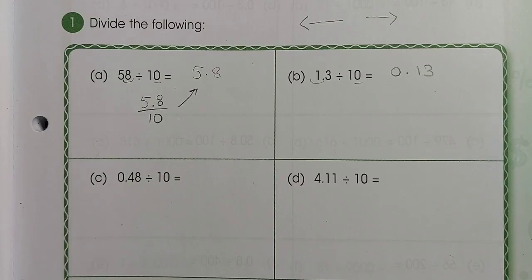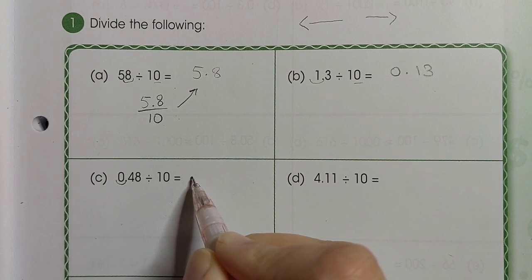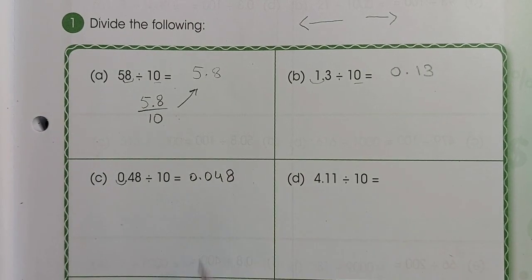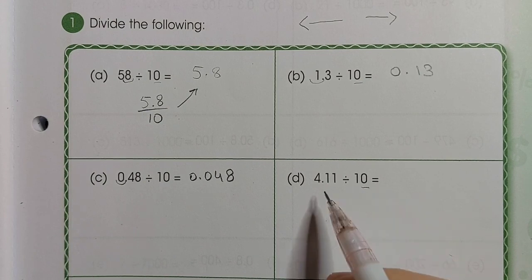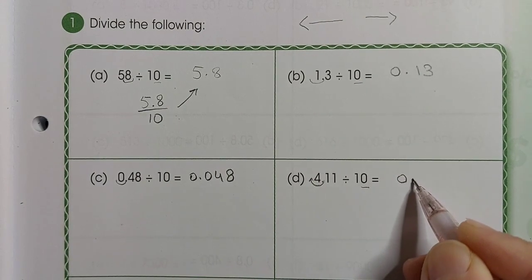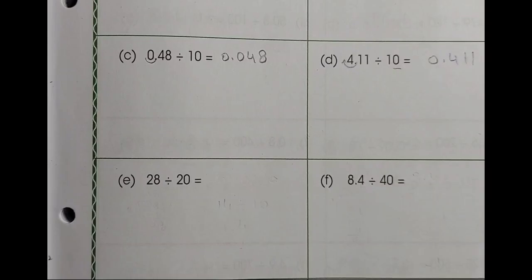Okay. Now move on to part C. Part C is 0.48 divided by 10. So again one decimal place we have to move. Here it is. So we have to shift here. It will become what? 0.048. Okay. Part D is 4.11 divided by 10. Again 1 0. Move the decimal towards your left. So it will become 0.411.